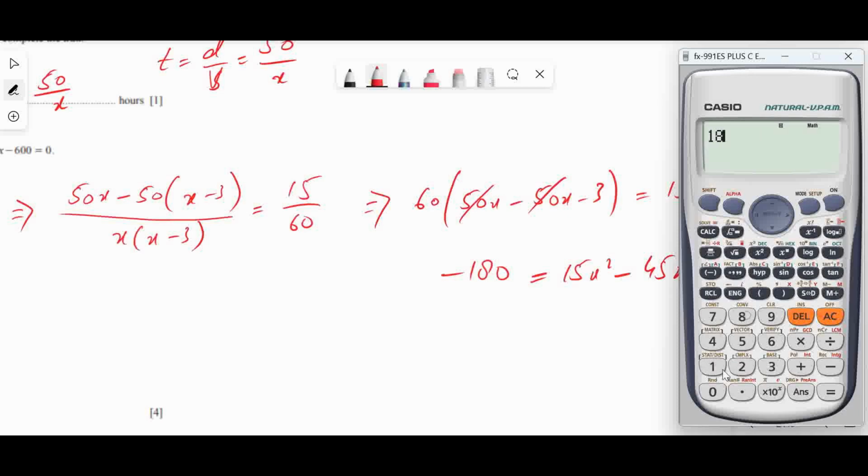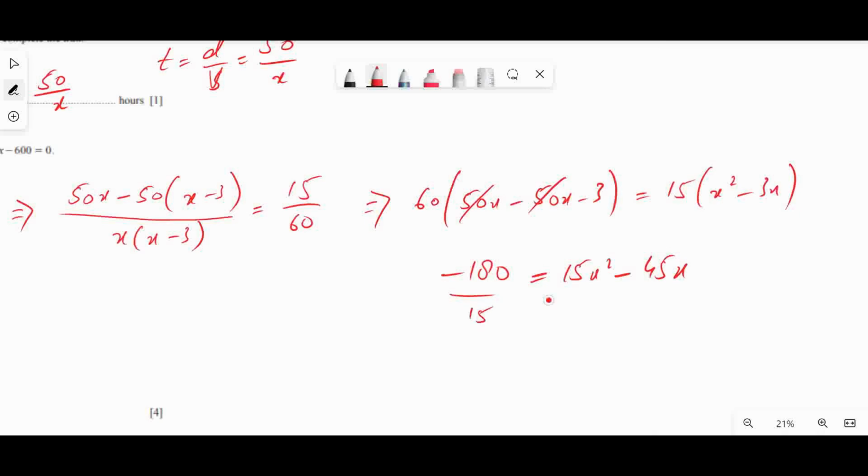Okay, 180 divided by 15, so this will be equal to 12. So let's divide it by 12, negative divided by 15. So this will be equal to 15x square. Now we can cancel out this one. This will be equal to x square minus 3x plus 12 is equal to 0.